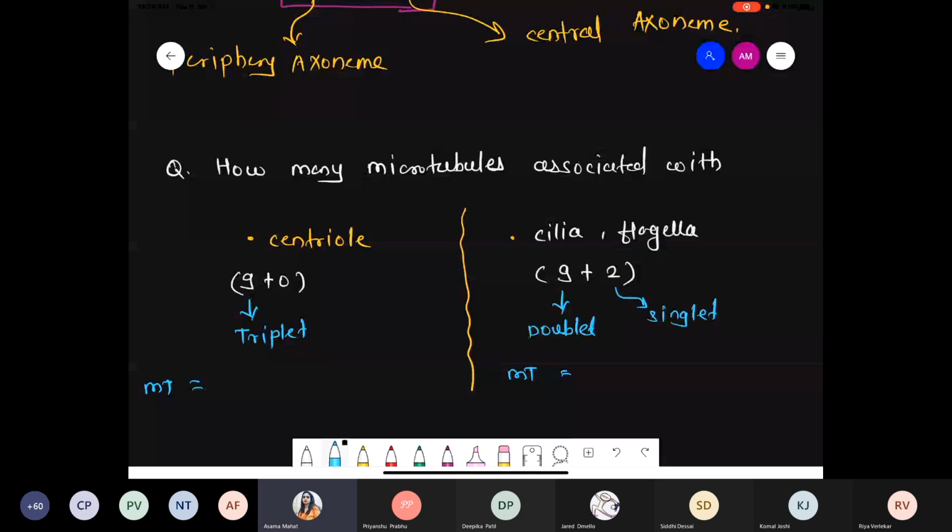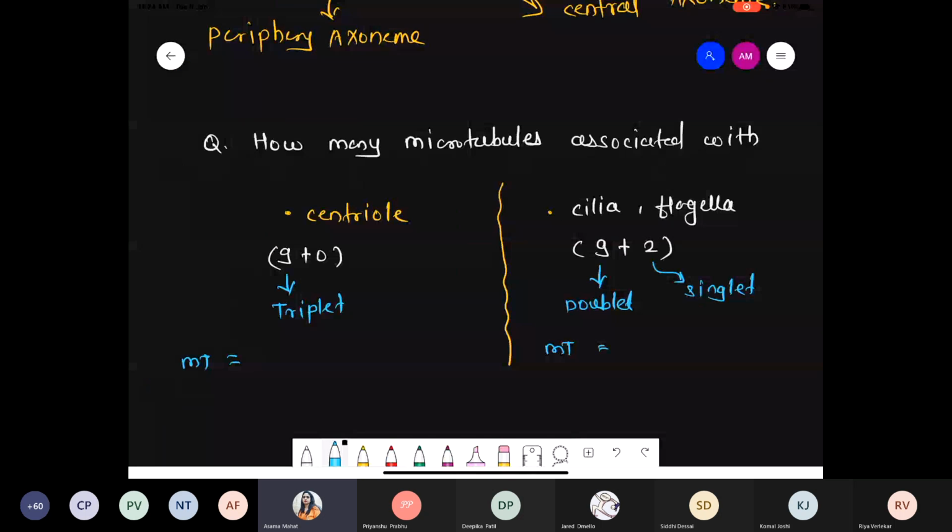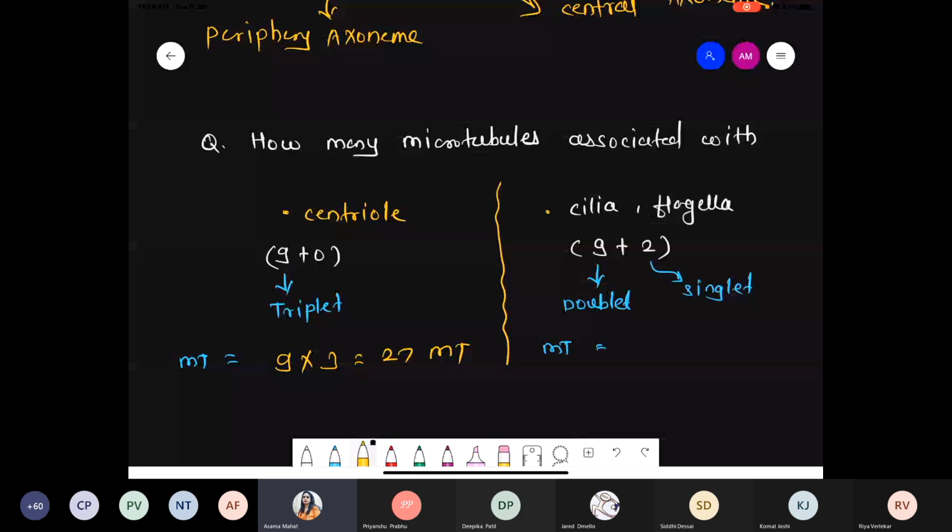Okay, the answers have come. So let me check. 27 microtubules for the centriole and 20 microtubules for the cilia and flagella. Very good. Yeah, the answer is correct. Because the centriole is in triplet form, it means 9 into 3, a total of 27 microtubules associated with the structure of the centriole.